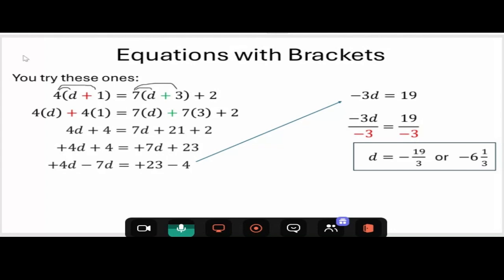All right, so expand the brackets, see what you have left, move the pieces around so all the variables are on one side and all the numbers are on the other, if necessary. Sometimes that's already done for you. And then take your final step of dividing.